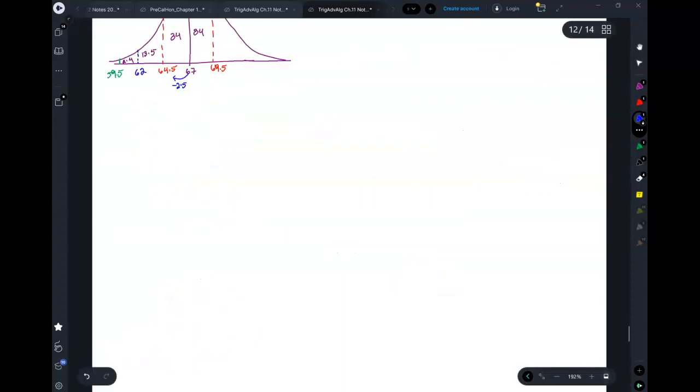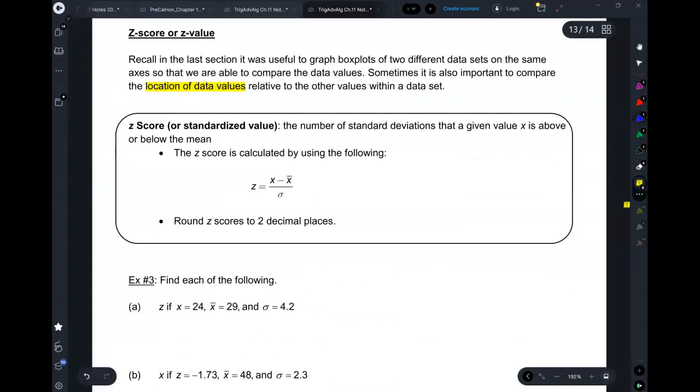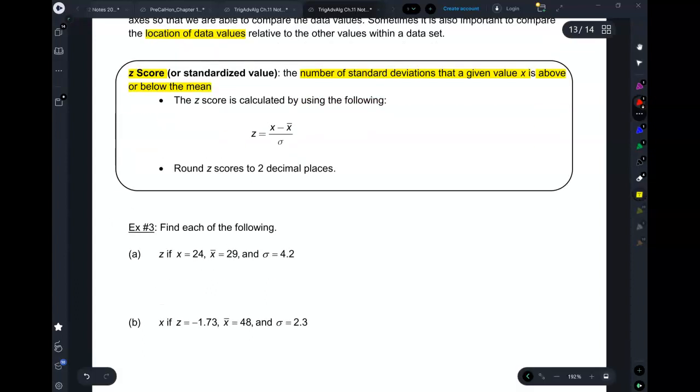That is a z-score. A z-score is the number of standard deviations that one value is above or below the mean. If the value is above the mean, it's a positive number for the z-score. If it's below the mean, it's a negative number for the z-score. There is a cute little formula for z-score, which we're going to memorize: you take the data value minus the mean, over the standard deviation. That's it. And you're always going to round to 2 decimal places.